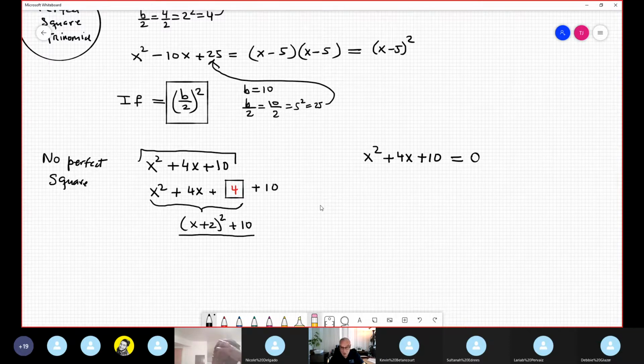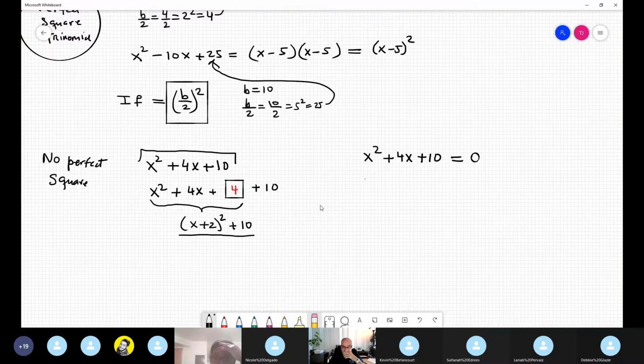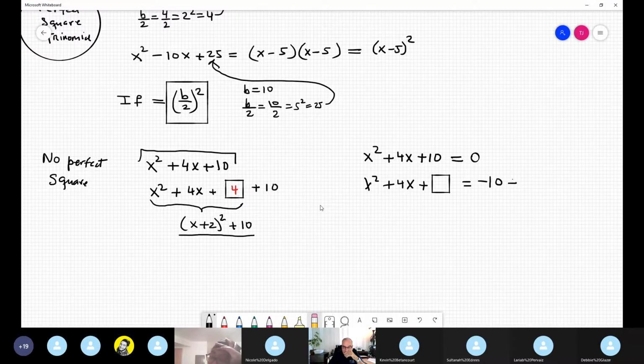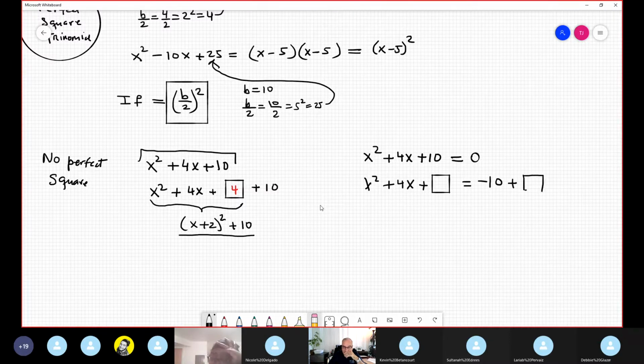So what is the manipulation? Well, the manipulation is similar to this. I propose this idea: you bring down x squared plus 4x. I put a box, and this box is the magic number that completes the square. And this 10 you move to the right-hand side like a minus 10, and you put exactly the same box, because you introduce artificially that number that we need to complete the square. You put on the right-hand side the same number in order to keep the equilibrium of the equation.